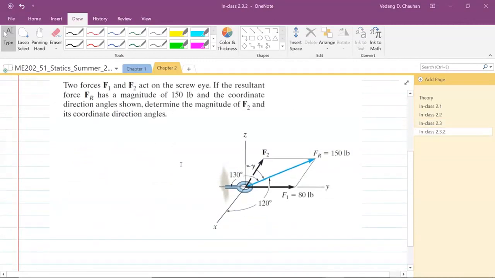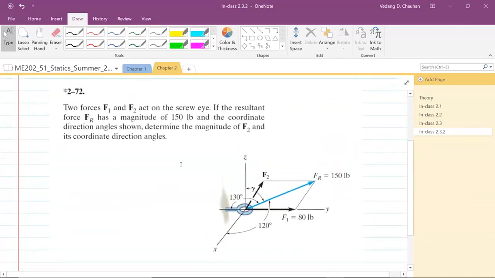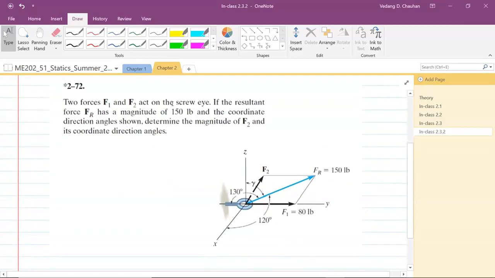Now we can work on the second problem for that in-class exercise, which is problem number 2.72. Two forces F1 and F2 act on the screw eye. If the resultant force Fr, the resultant of these two forces, has a magnitude of 150 pounds, and the coordinate direction angles are shown.